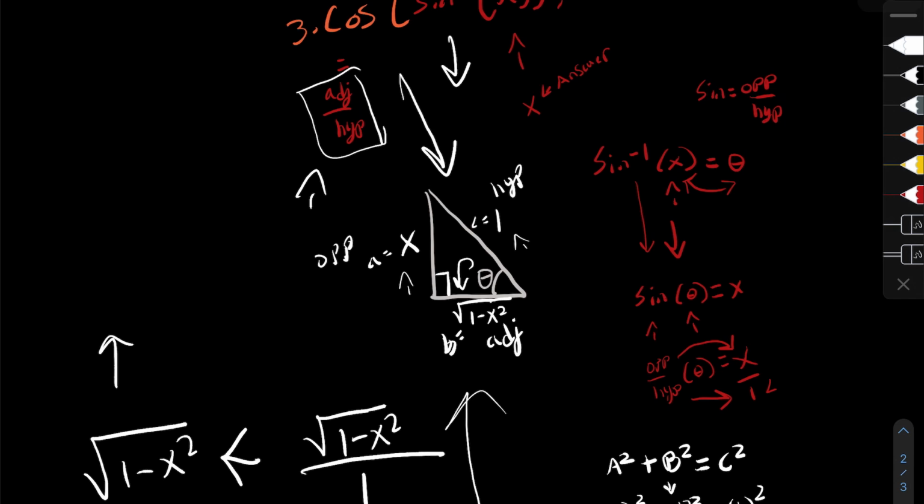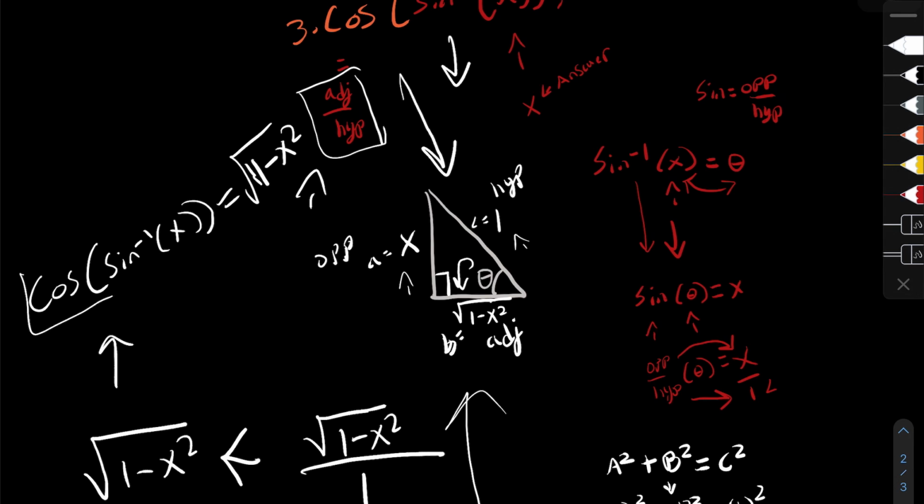So in my final answer, I would write that the cosine of sine inverse of x equals the square root of 1 minus x squared. And this is the final answer to the problem, cosine of sine inverse of x.